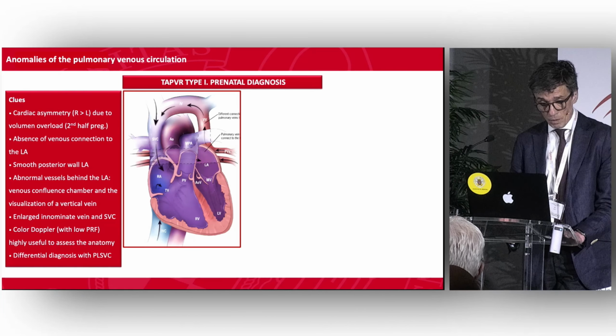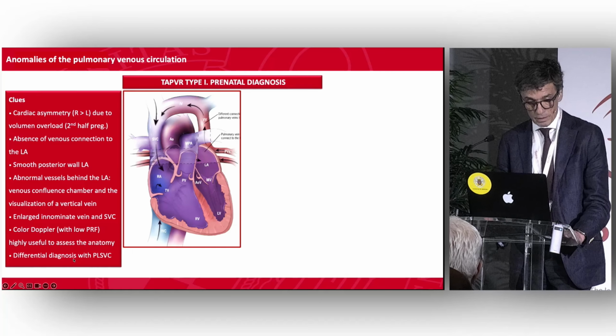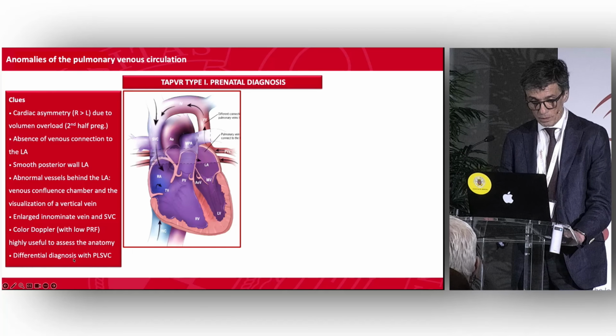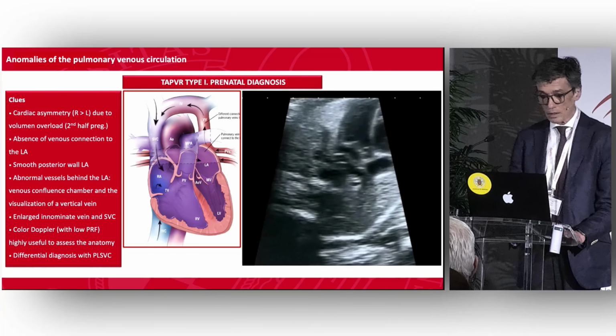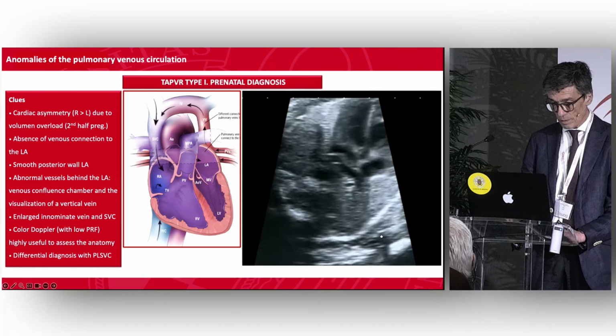And moreover, there is an enlarged innominate vein that connects with the superior vena cava, and we can see this also with color Doppler. It will be important, as we see later on, for the differential diagnosis with persistent left superior vena cava. This is one example of this supracardiac totally abnormal pulmonary venous return.